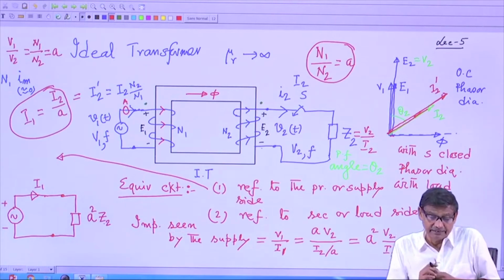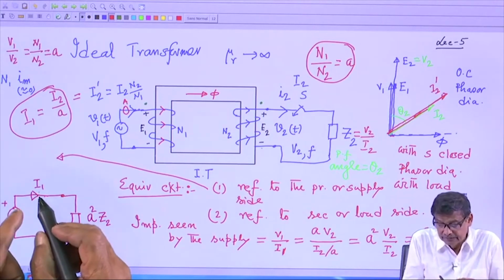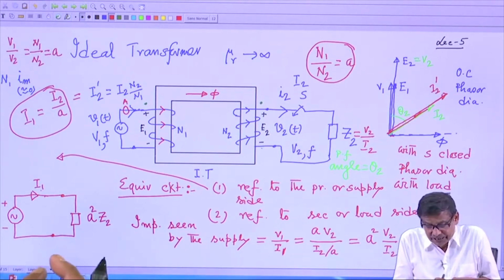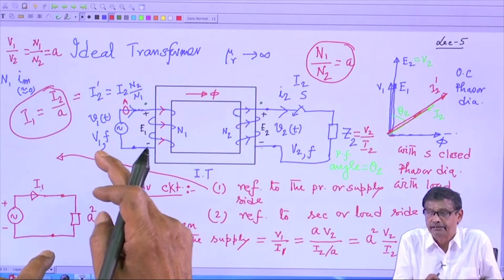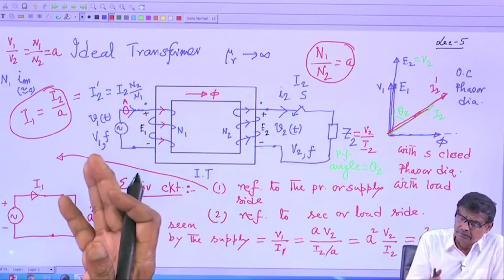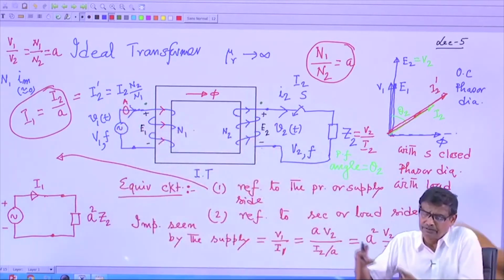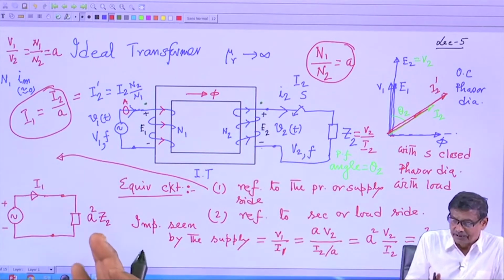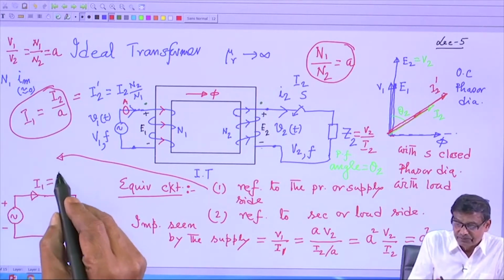In other words, what I am telling is that this is the supply, you make a circuit like this, your supply will not be able to distinguish between this simple circuit and this whole circuit, so far as the supply side is concerned, because here also V1 is the applied voltage, the current supplied by it is I1, then the transformer, then your V2, then Z2, etc. But in simple terms, it is as if you have connected an impedance across the source whose value is A square Z2, and this I1 is equal to I2 by A.